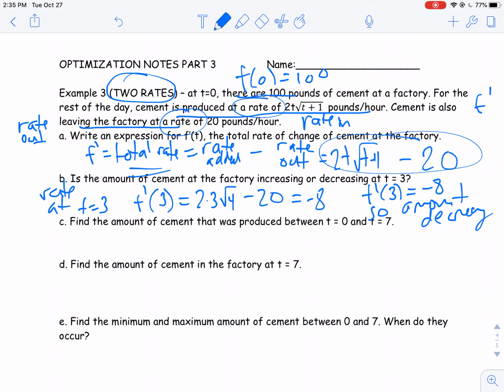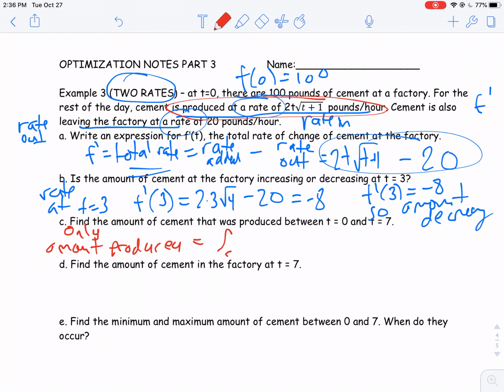Okay, so now let's answer some other types of questions. Part C, find the amount of cement that was produced between 0 and 7. Does this question say anything at all about how much leaves? No, right? It doesn't talk about the total rate. It's only the amount produced. So we don't care how much is leaving or how much we start with. It just asks how much is produced using this rate, from time 0 to time 7.